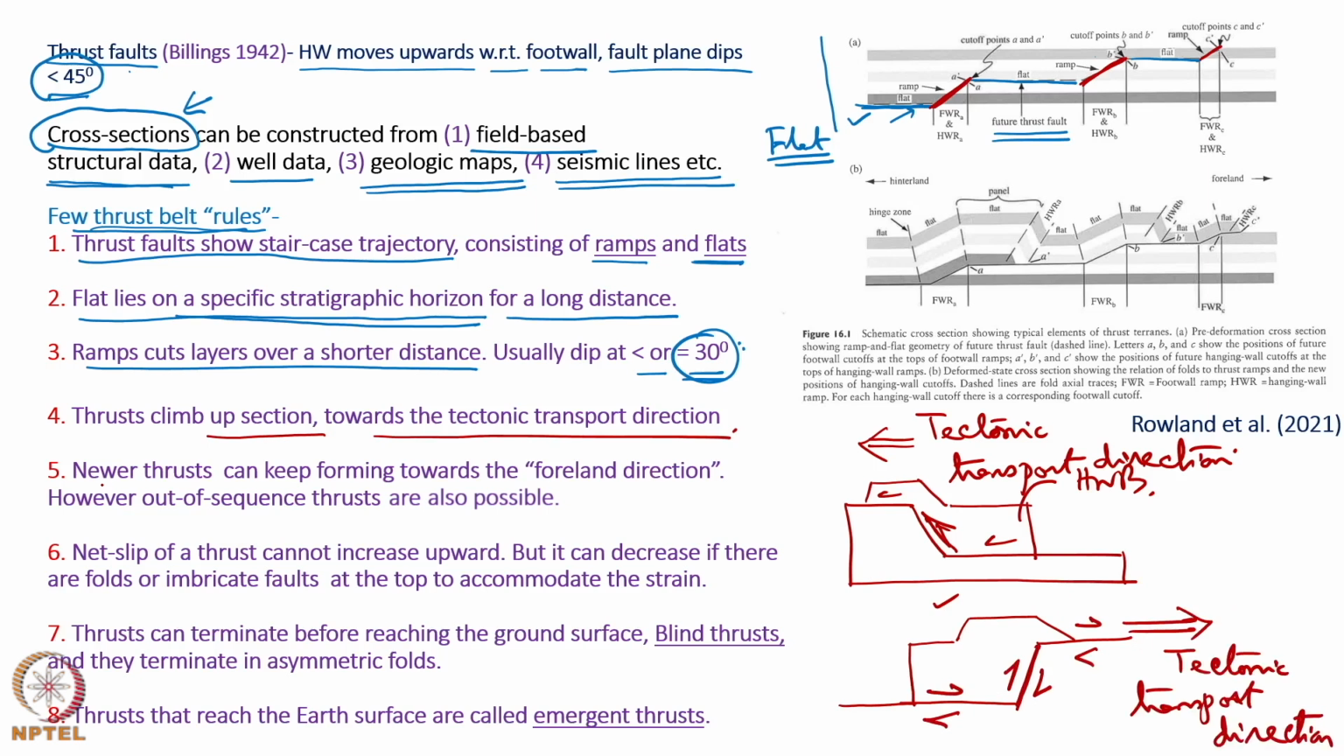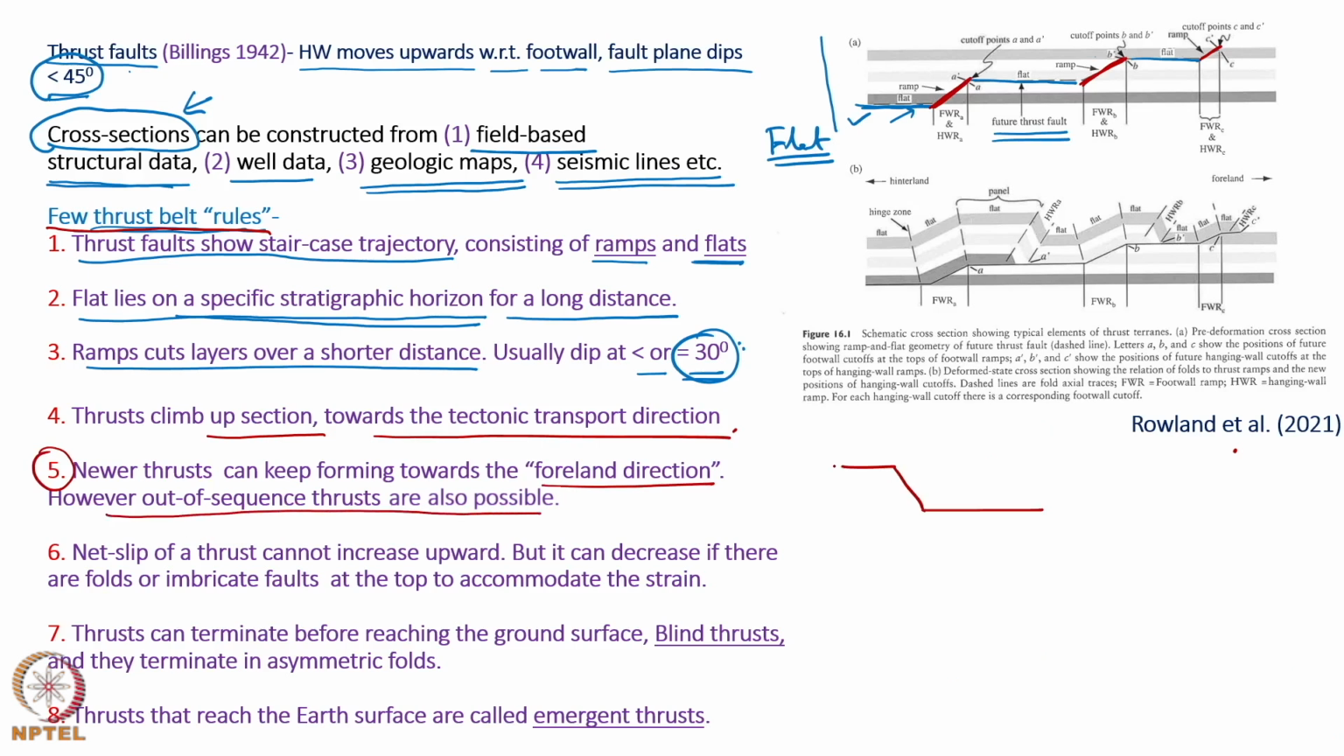Next statement, a few thrust belt rules. Newer thrusts keep forming towards the foreland direction. However, out of sequence thrusts are also possible. Let us understand it. Say this is the ramp and flat geometry of the thrust fault and this is the tectonic transport direction, then this geographic direction can be called the foreland direction. The opposite direction is known as the hinterland direction.